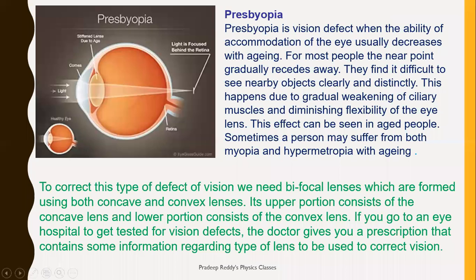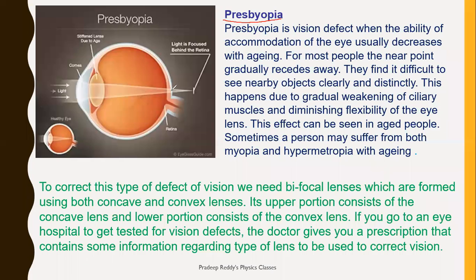Students, so far we have learned myopia and hypermetropia, which are defects in the vision. And the third type of defect is presbyopia. This is also one kind of defect observed in our eye. Usually, in case of myopia or hypermetropia, the lens will be focusing the object image either in front of the retina or behind the retina.